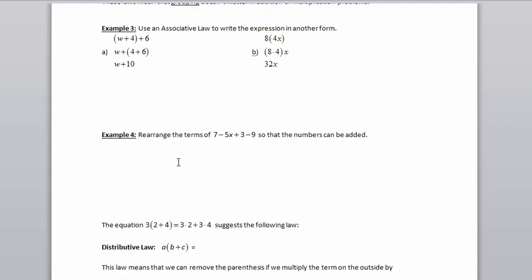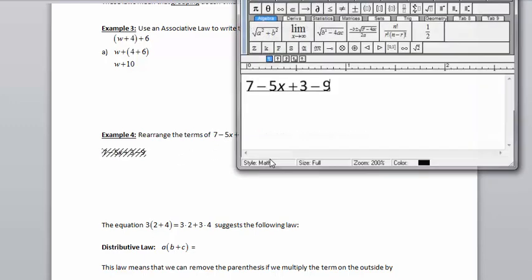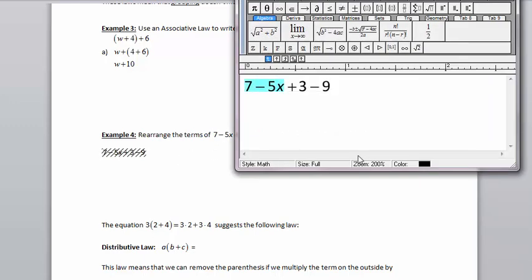In example 4, I'm going to rearrange the terms so that the numbers can be added. The commutative law is going to allow us to rearrange terms. So let's rearrange the first two terms. 7 minus 5x could be written as negative 5x plus 7. And then the associative law is going to allow us to group these last three numbers and add them all up together. So we're going to end up with negative 5x. 7 plus 3 is 10, minus 9 is 1, so plus 1.